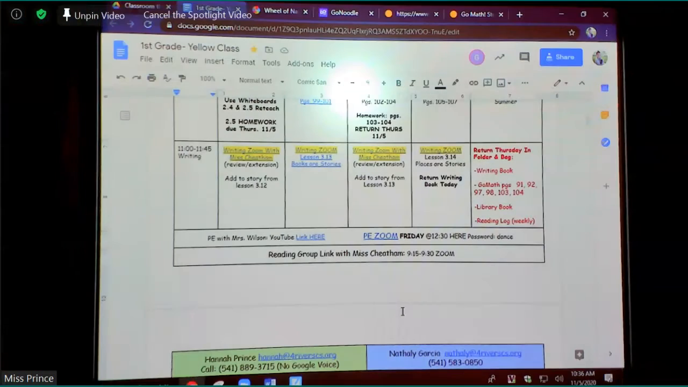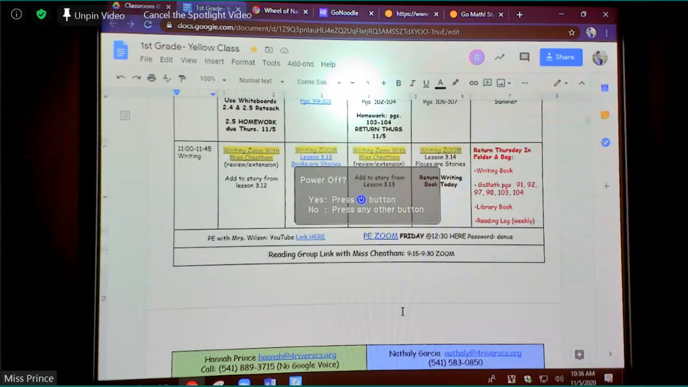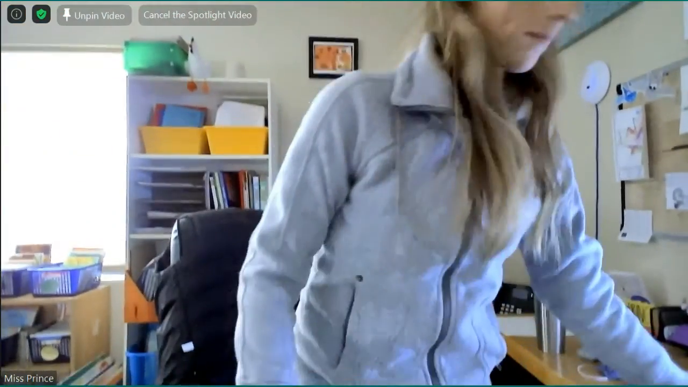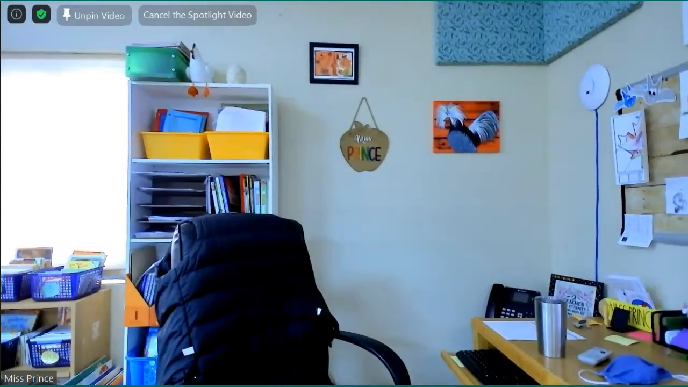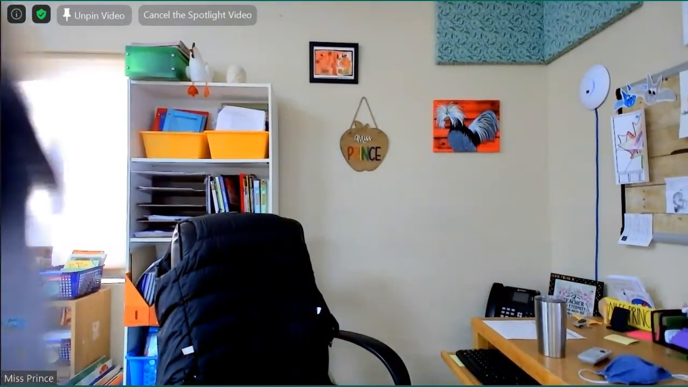Okay, so for this last bit, we're going to have a conversation about how we behave in Miss Cheatham's Zooms. So, make sure everything is put away and then show me that you're ready with a raise hand so we can have our talk. Okay, show me you're ready. You shouldn't have your Go Math book out anymore. It should all be put away.